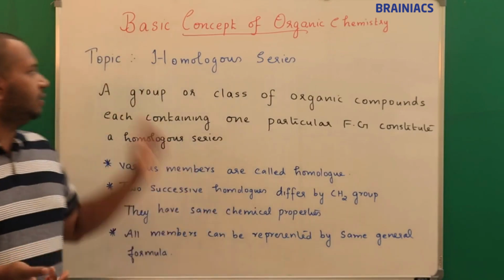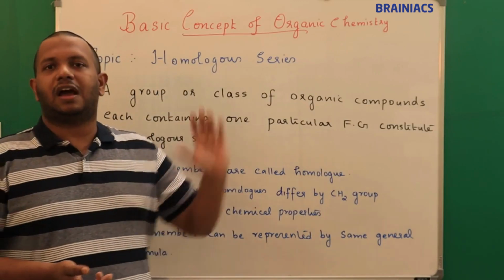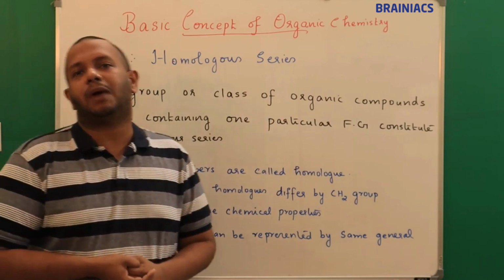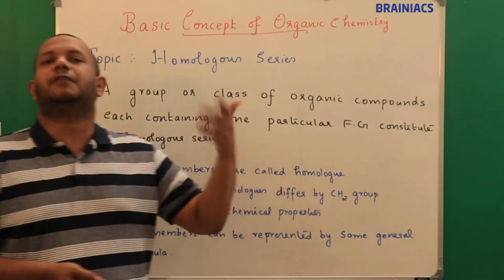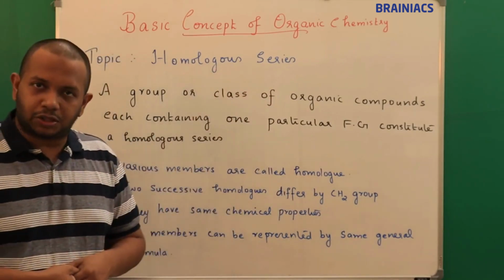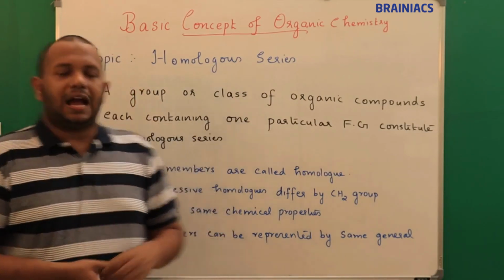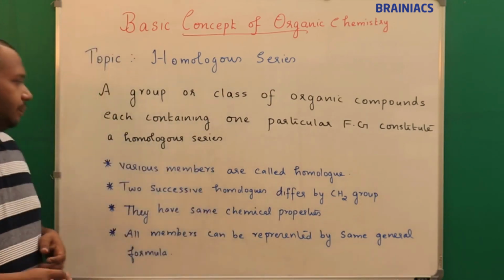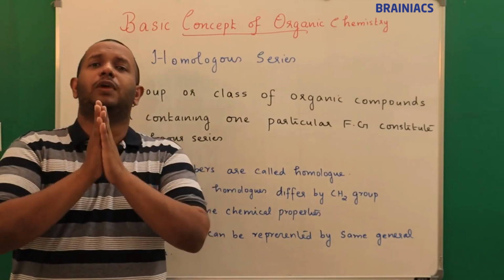Clear? So very simple, a homologous series means a class of organic compounds having a particular functional group, and each successive member differs by a CH2 group. They will have the same chemical properties but their physical properties may vary. They will have the same method of preparation. Each successive member is called a homologue and they can be represented by the same general formula. Correct? And each member will differ by a molecular weight of 14.